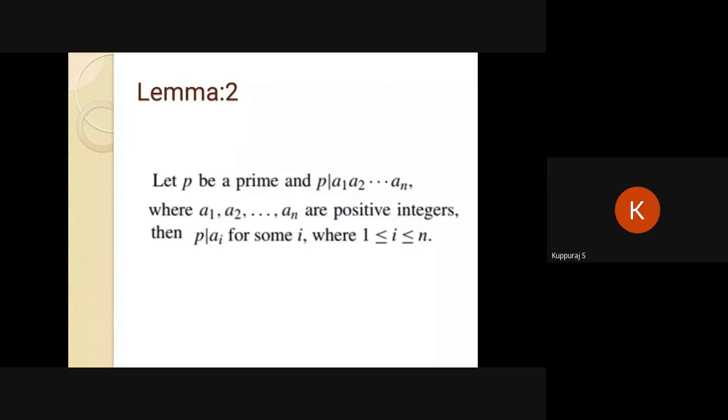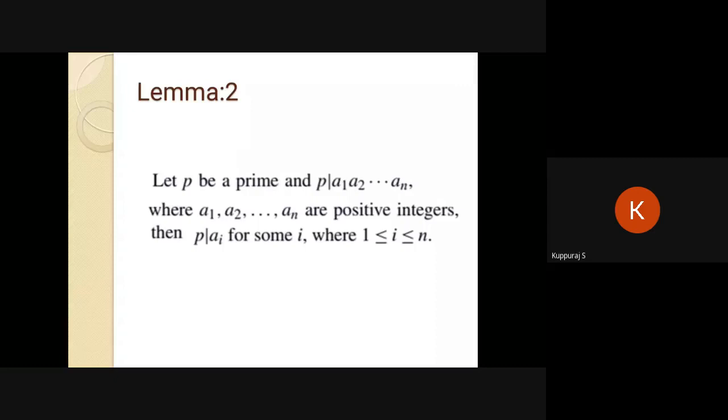Okay, lemma 2: let P be a prime and P divides the product of n integers, then definitely the prime divides at least one of the integers. The lemma says that if P is a prime and P divides the product of n integers, then P divides one of the integers. Let P be a prime, P divides A1, A2, up to An, a product of n positive integers, then P divides Ai for some i lies between 1 and n.